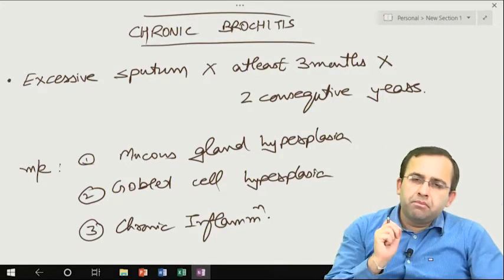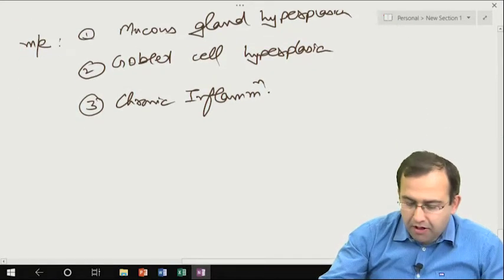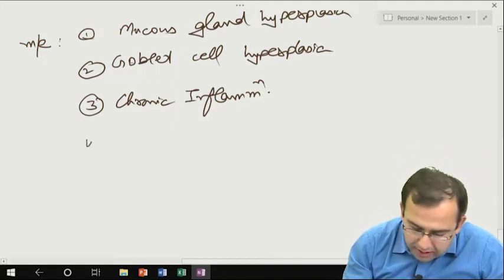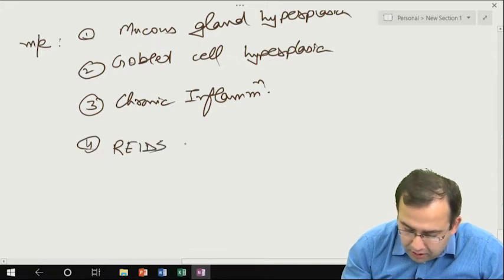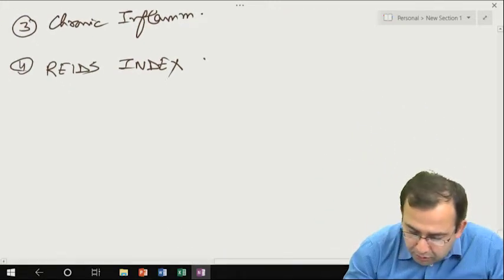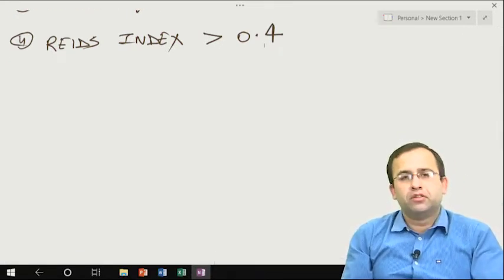The only important point to be read in chronic bronchitis is that mucus gland hyperplasia is demonstrated as Reed's index. This is important. Reed's index more than 0.4 is suggestive of chronic bronchitis.